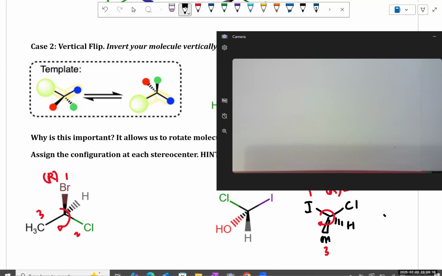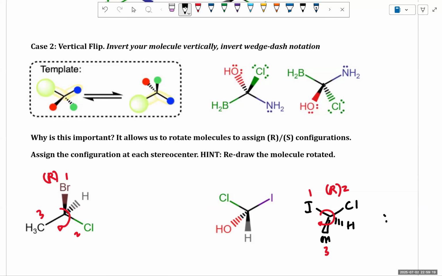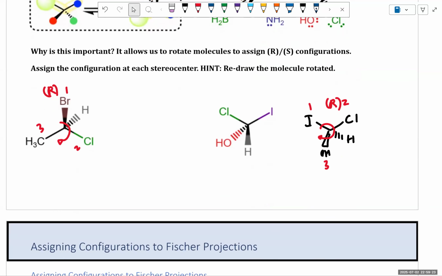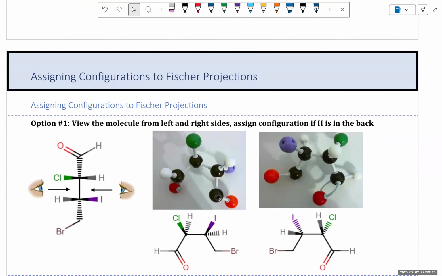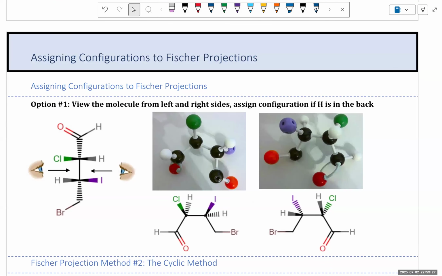Okay, let's keep going now. And let's talk about another aspect of assigning configuration, which is assigning the configuration to Fischer projections. So in this case, you have a choice to view your molecule from the left or the right-hand side. So let's make a model and then we'll discuss.